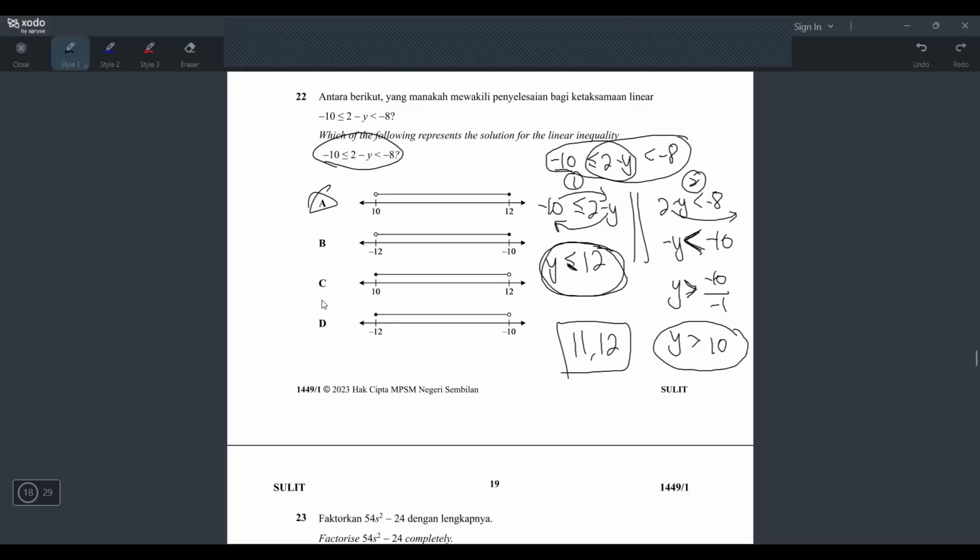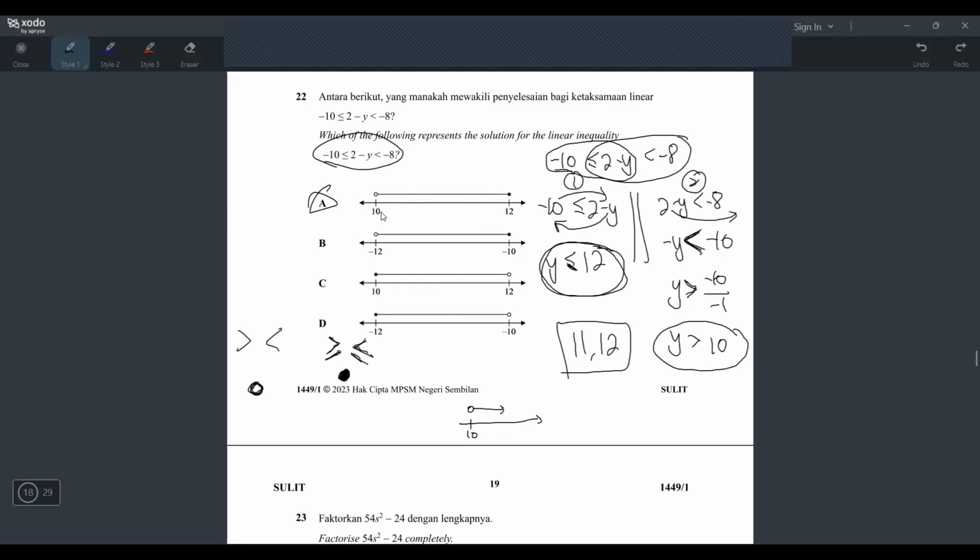Because if the symbol is like this, you will not color the dot. But if your symbol is like this, then only will you color the dot. Because if it's bigger than or equal to, smaller than or equal to, then you color the dot. But if it's like this, you won't cover the dot. You will leave it like this. That's why if y is bigger than 10, your number line has to be 10 onwards to the right, right? That's why it's going to the right. Your line has to be going there, not going here, right?